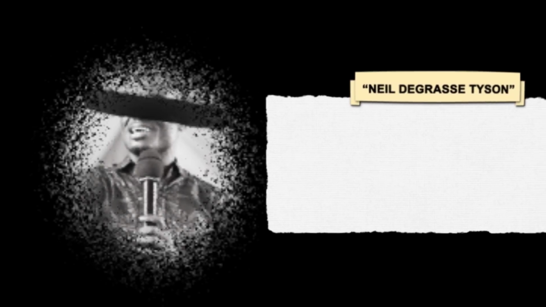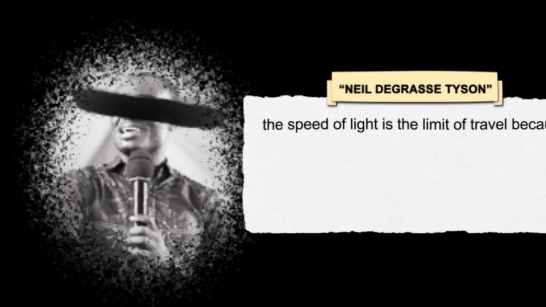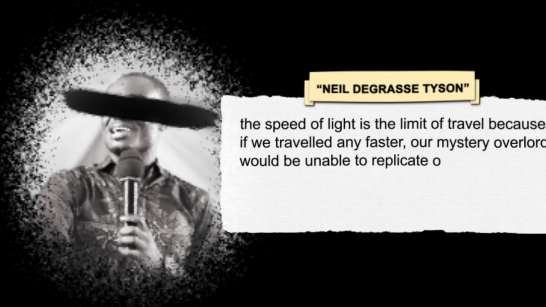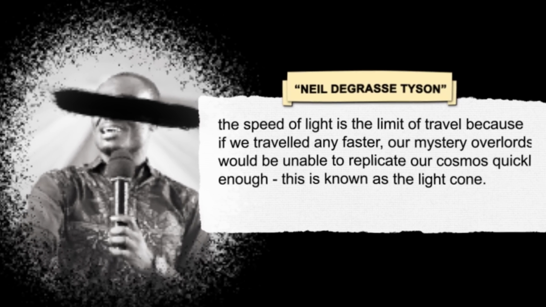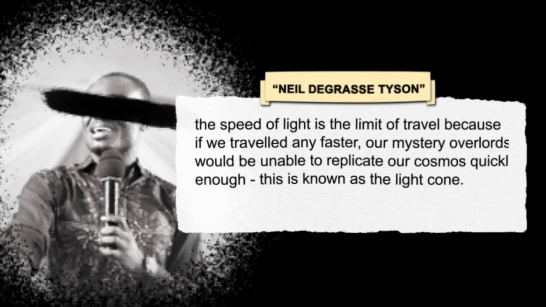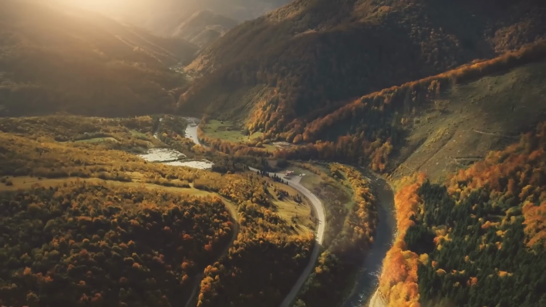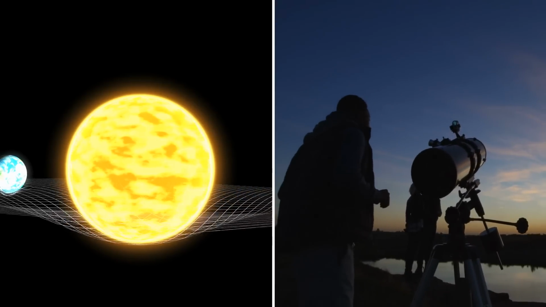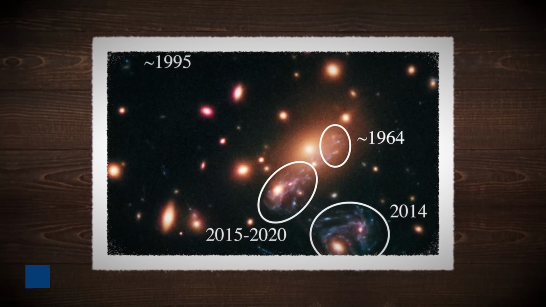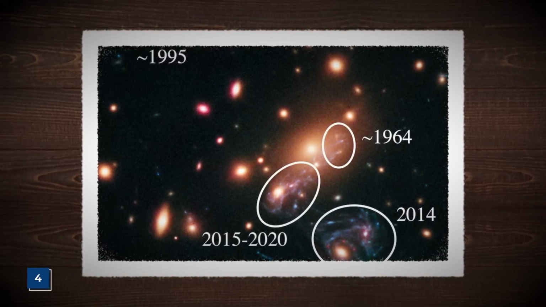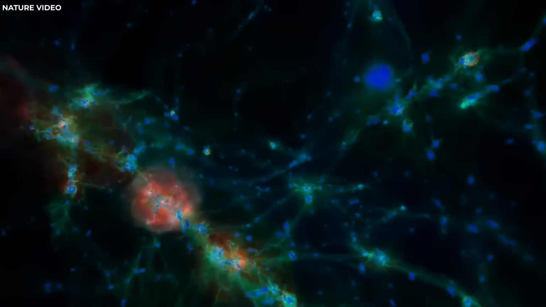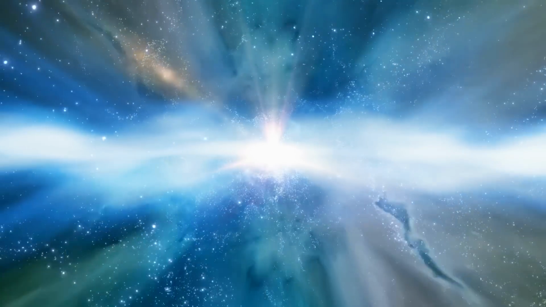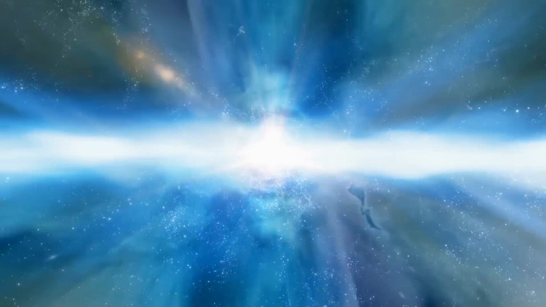And Neil deGrasse Tyson has proposed that the speed of light is the limit of travel because if we traveled any faster, our mystery overlords would be unable to replicate our cosmos quickly enough. This is known as the light cone. However, the universe is intricate according to Professor Berman, and nature appears to know everything. Because of the curvature of light around gravity, astronomers have observed the same supernova explode 4 times in 4 distinct locations, and general relativity puts a spanner in the works of causal connection. This, he claims, makes it difficult to imitate sections of the cosmos without necessarily modeling the entire thing.